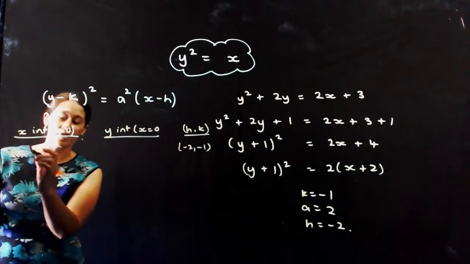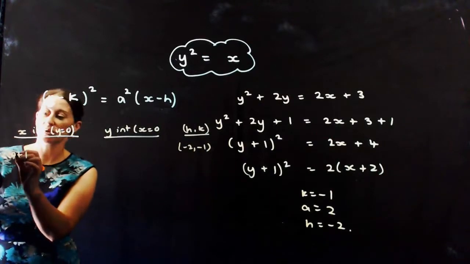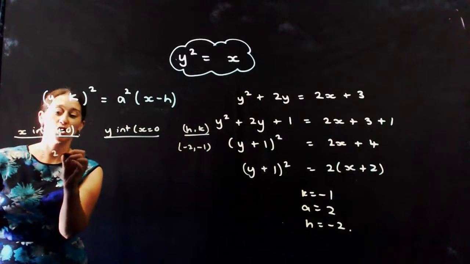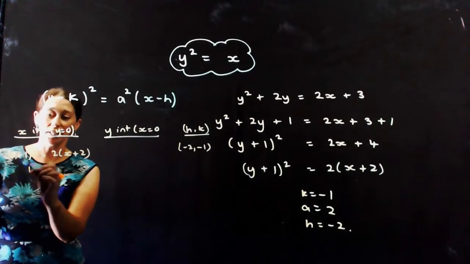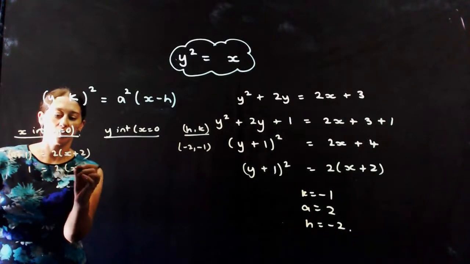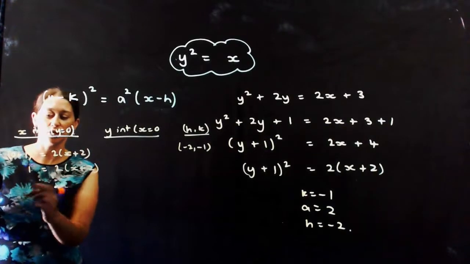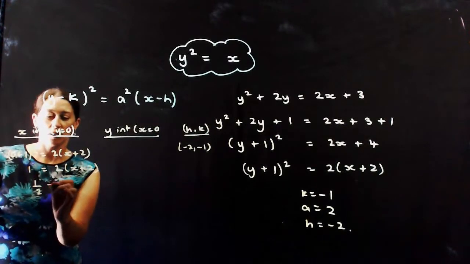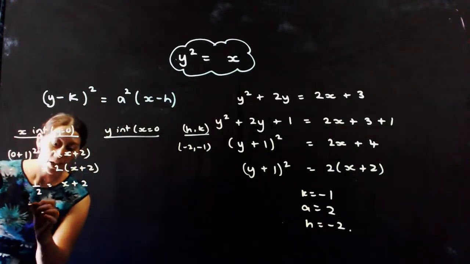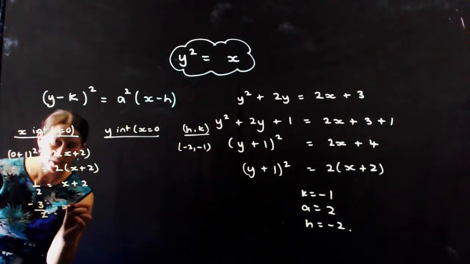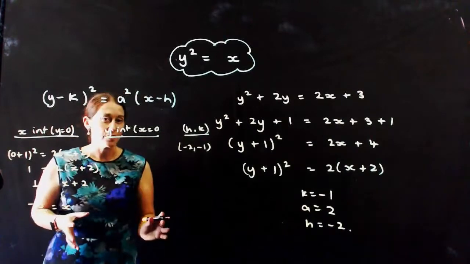When y is equal to 0, we get 0 plus 1 squared equals 2 bracket x plus 2. Solving that, 1 squared is 1. Dividing through by 2 is a half, equals x plus 2, and then solving that gives me -3 over 2 equals x. So that's our x-intercept.